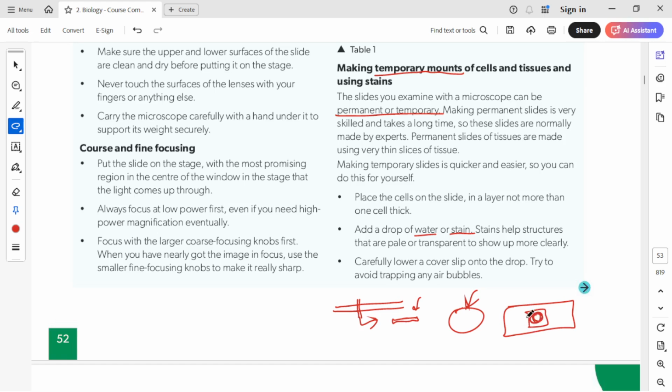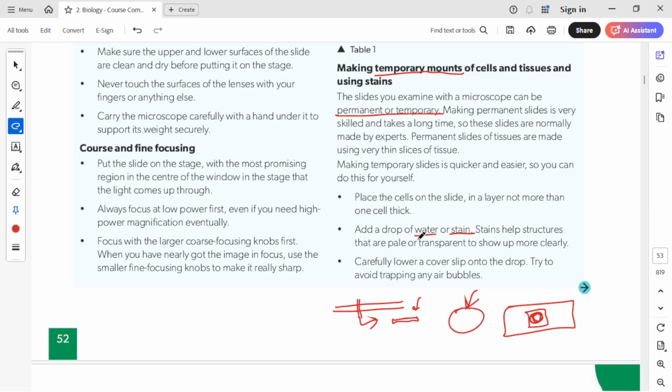You will be able to distinguish between the cells and their outer covering. If I'm seeing a plant cell slide, then in that case you will be able to see the cells in the center and the outer epidermis and all those kinds of cells very, very clearly.